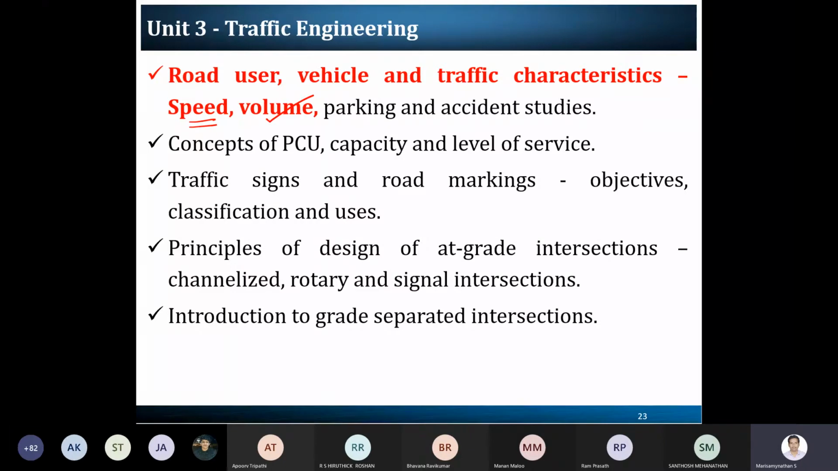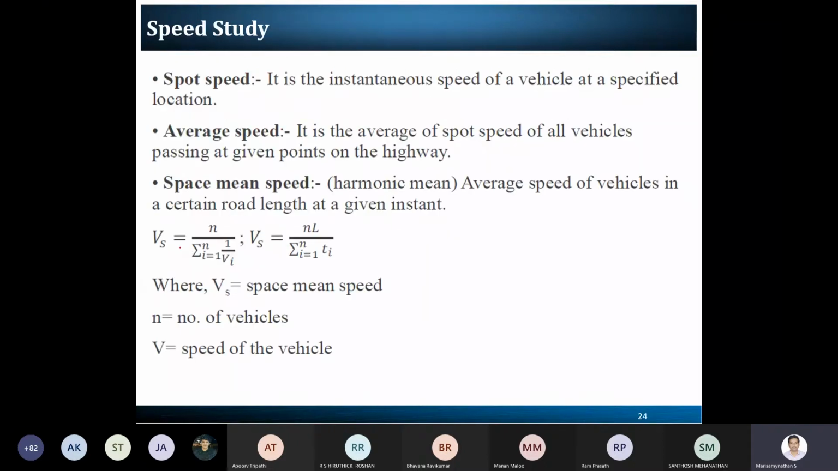What are the different types of speeds that exist? What are their applications? How to measure the speed? Those things we are going to cover as a small component of your third unit. So basically we can define speed as spot speed, average speed, space mean speed, and time mean speed. Spot speed is nothing but instantaneous speed.